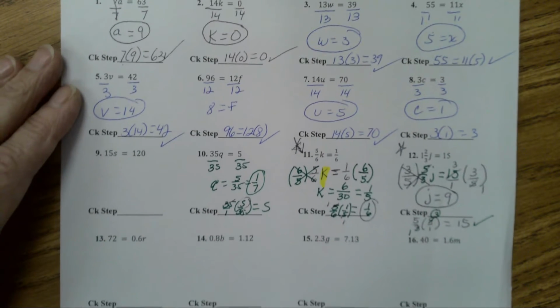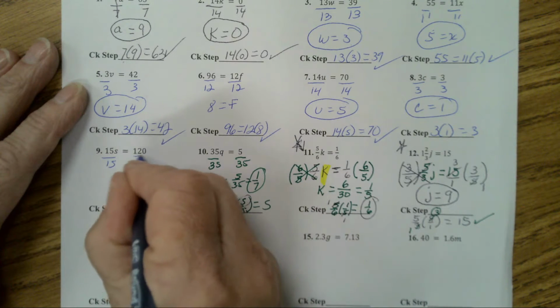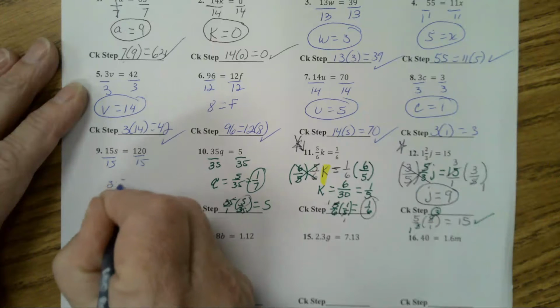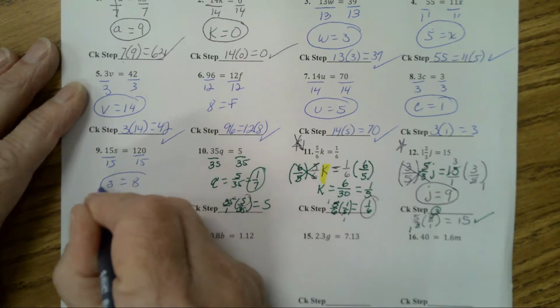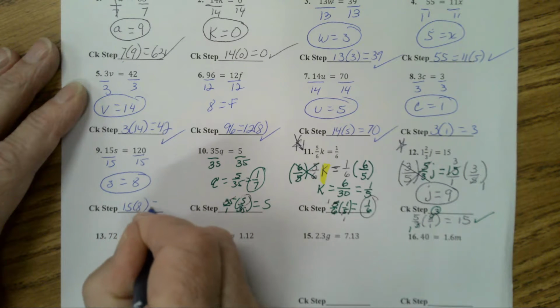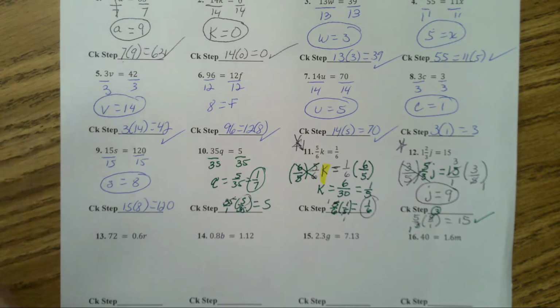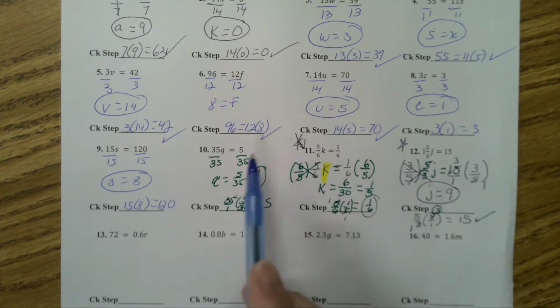Number 9, divide by 15, divide by 15, S equals 8. 120 divided by 15 is 8. 15 times 8 equals 120. Okay? Any questions? Now, we did these problems yesterday. For this one, if you kept it as a fraction, it's okay. You could keep it as 5 over 35 and simplify it to 1/7, all right?